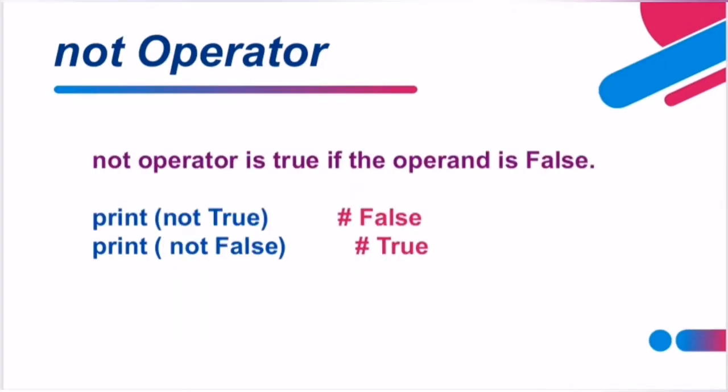Not operator. An expression containing the not operator is true if the operand is false. In this example, you can see print not true, it's giving the result false, and print not false, it will give the result true. This means an expression containing a not operator is true if the operand is false. So if the operand is false, it will give the result true.